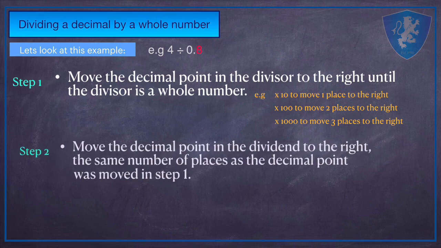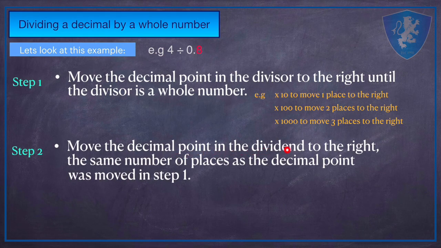Your step number 2, move the decimal point in the dividend to the right, the same number of places as the decimal point was moved in step 1. So what we are saying is we must have an equivalent fraction. So if you're multiplying the divisor by 10, you must make sure that you multiply the dividend, the number you're dividing, by 10 as well. Whatever you do with the divisor, you do the same with the dividend. If you multiply the divisor by 10, you must multiply the dividend by 10 to create an equivalent fraction.